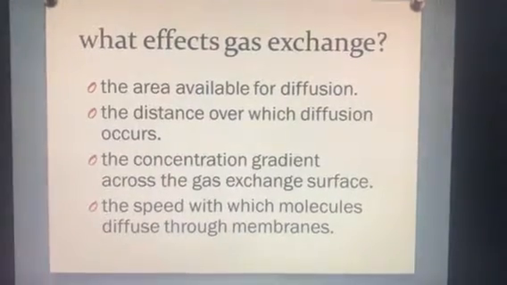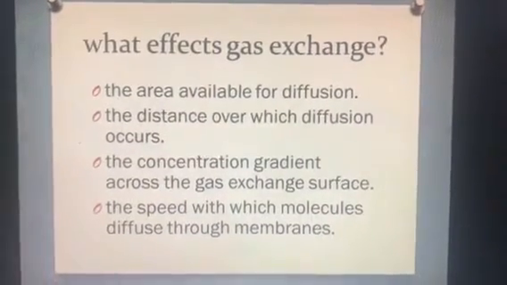So hopefully this will help sum up gas exchange in a simple way, and hopefully this helps you.